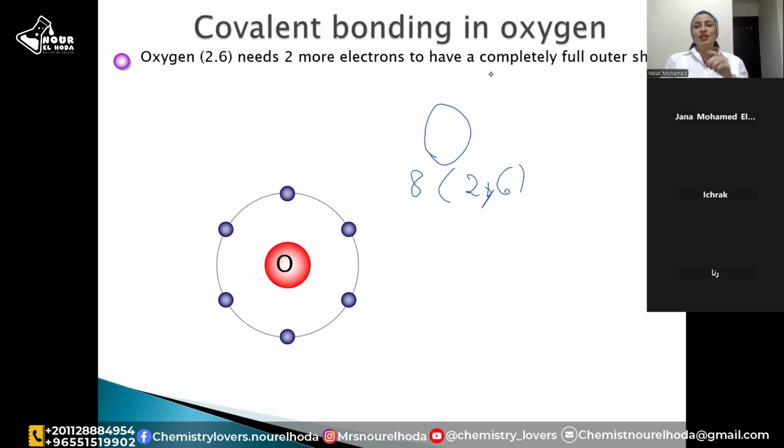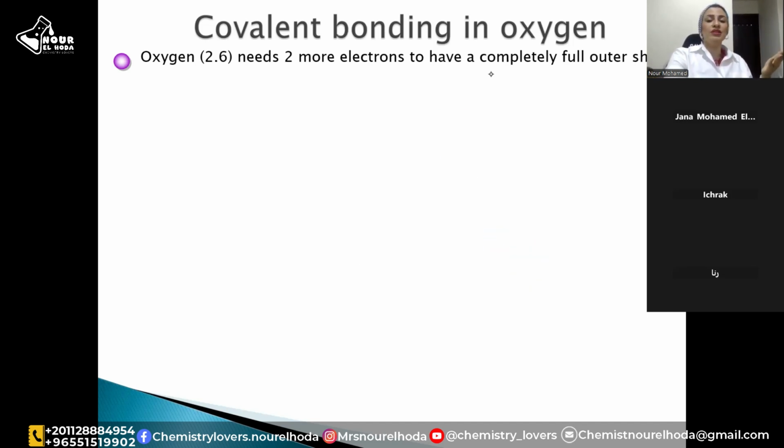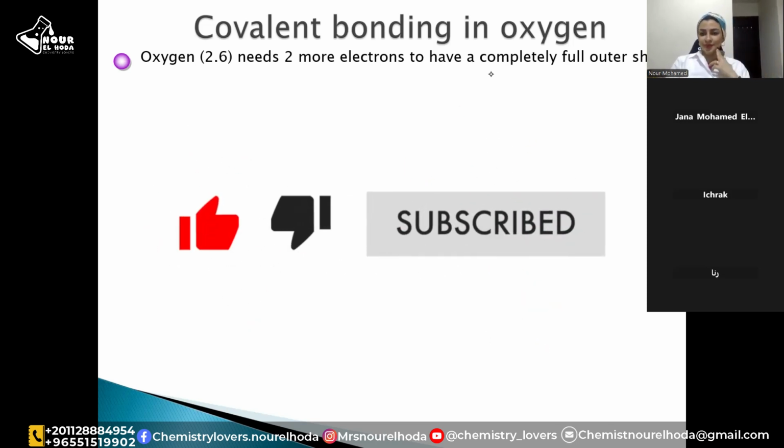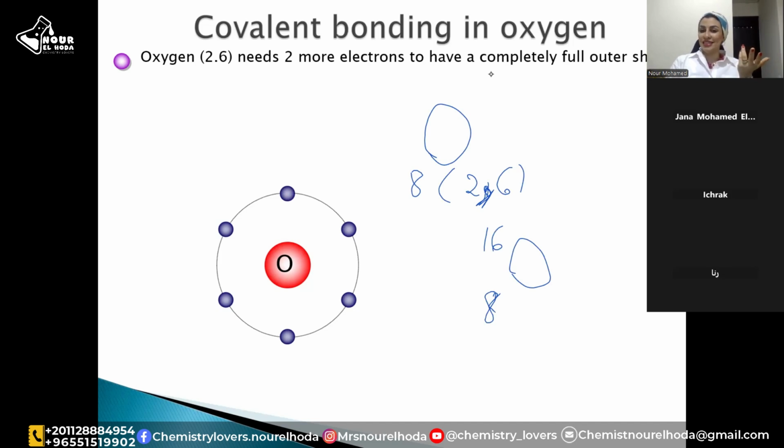So 2 and 6. Because oxygen in the periodic table is 16 and 8. If you use the 16, it's going to be a very big problem. Right? For sure. So you need to use the one with the small number, not the big number. So please take care. Okay?